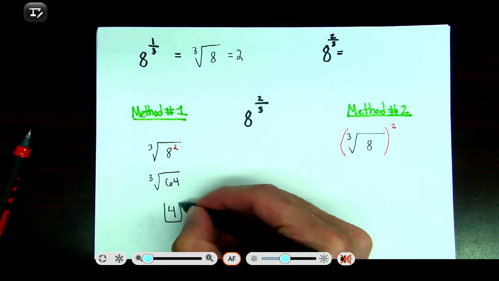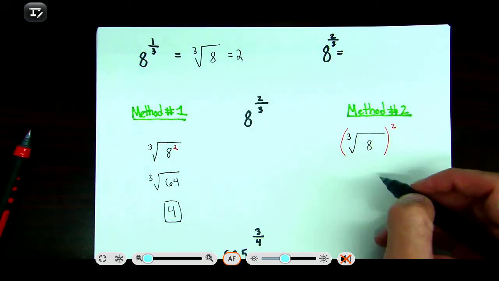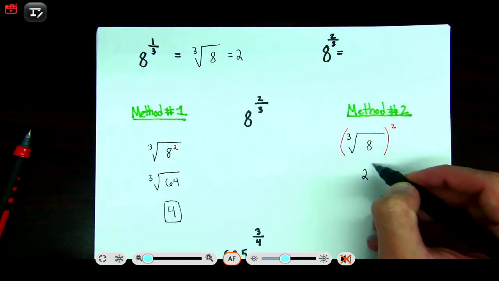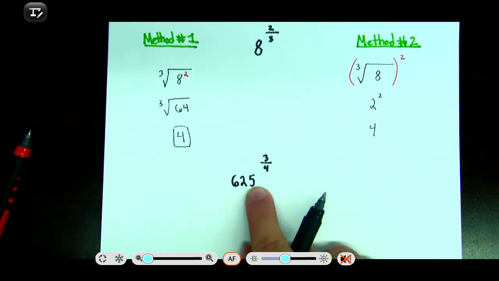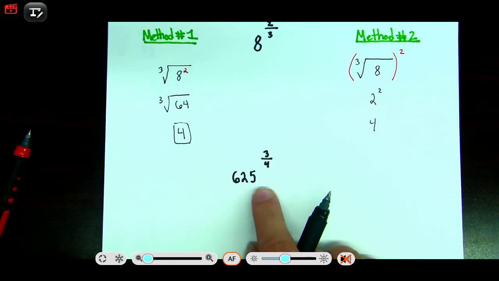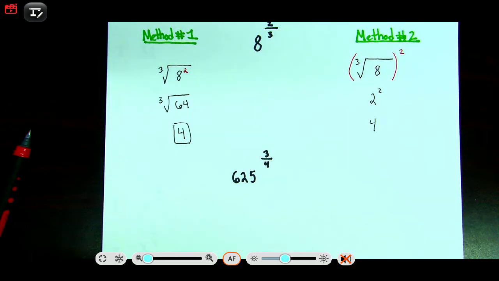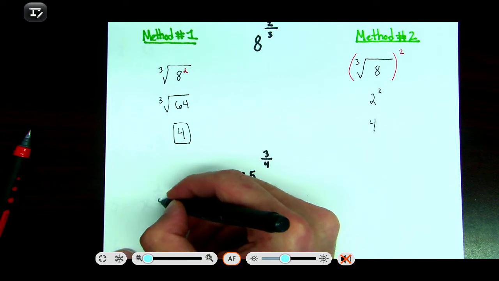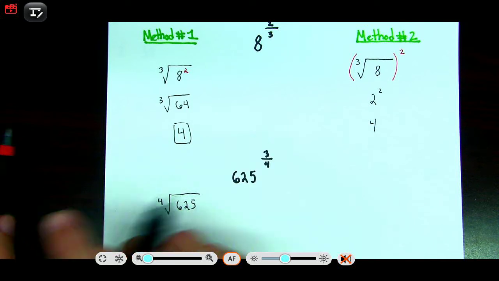So notice that we get 4 this way, but would we get 4 the same way if we looked at it over here? Well, let's see. What's the cubic root of 8? That's 2, and 2 squared is 4. Okay? Why don't you try it this way with 625. Pause the video and show it both ways, just to make sure you get the same value on both sides. Here I could say, the fourth root of 625, and I'm going to cube the whole thing.